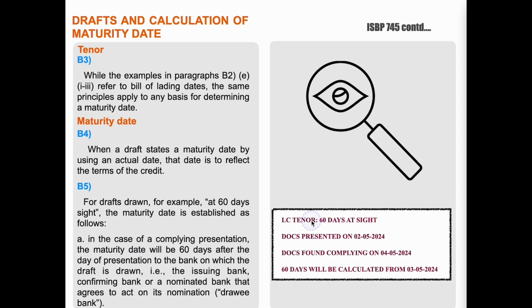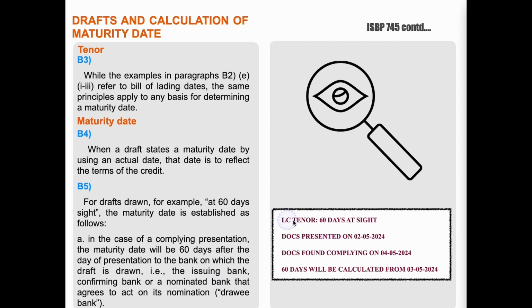So consider LC tenor is mentioned as 60 days at sight. Okay. So in case of a complying presentation, the maturity date will be 60 days after the day of presentation to the bank on which the draft is drawn. That is the issuing bank or the confirming bank or a nominated bank that agrees to act on its nomination.